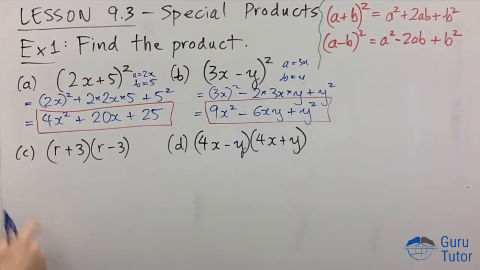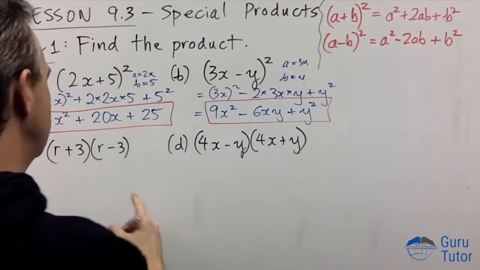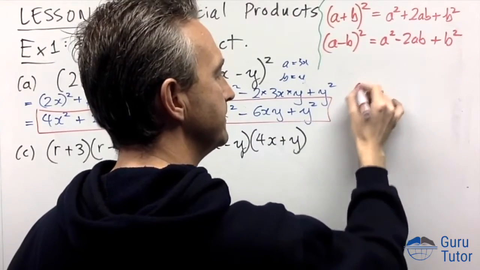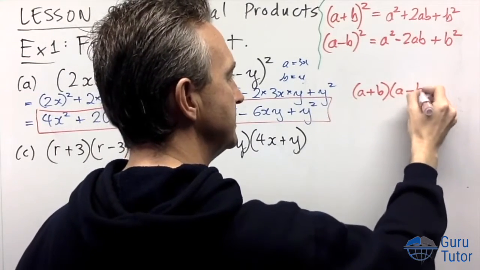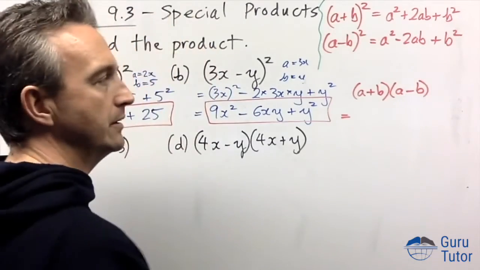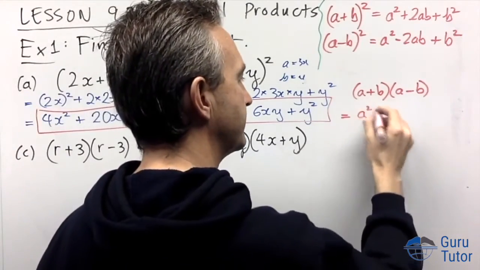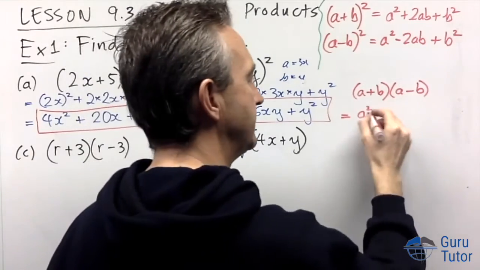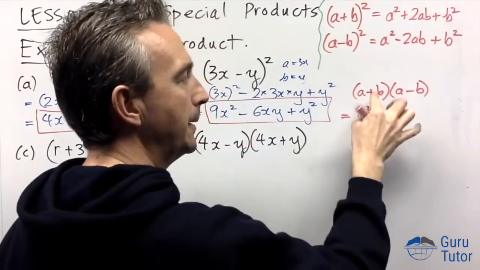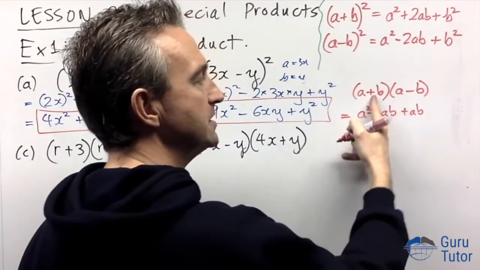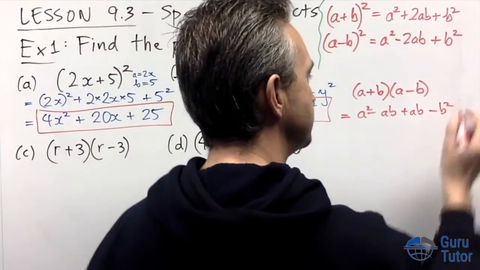See, this is our next special product. There's another one. When we have this format, so we've got a plus b times a minus b. Let's use FOIL, see what happens. First, a times a. Outer, a times minus b, minus ab. Inner, b times a. Get a positive. And last, plus b times minus b is minus b squared.